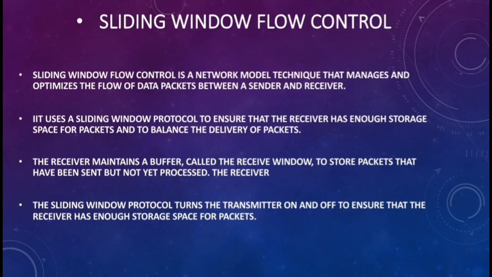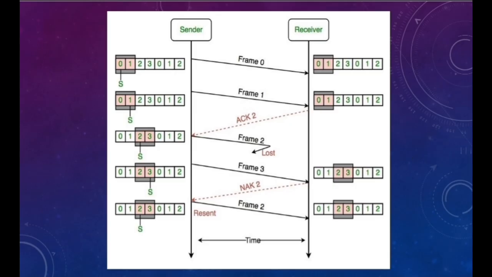Sliding window flow control. Sliding window flow control is a network model technique that manages and optimizes the flow of data packets between a sender and a receiver. It uses a sliding window protocol to ensure that the receiver has enough storage space for packets and to balance the delivery of packets.